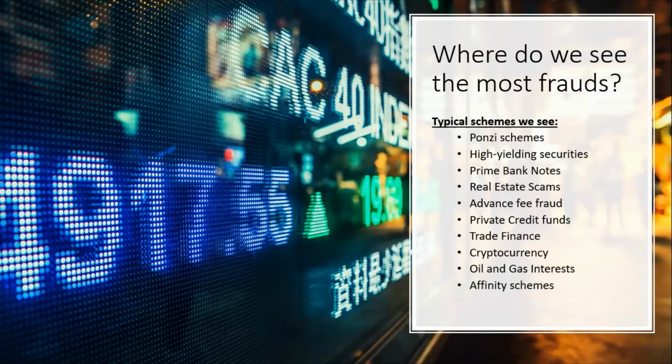We typically see the most frauds in Ponzi schemes and real estate scams, as well as trade finance, oil and gas, and more recently, cryptocurrency. A lot of these will be under different names. So you'll have a Ponzi scheme that's doing high yield securities. So they're guaranteeing 10%. If you leave your money in for 5 years, you'll get 10%. If you leave your money in for 7 years, you'll get 15%.